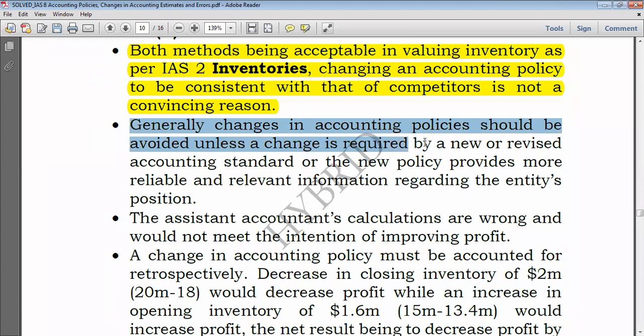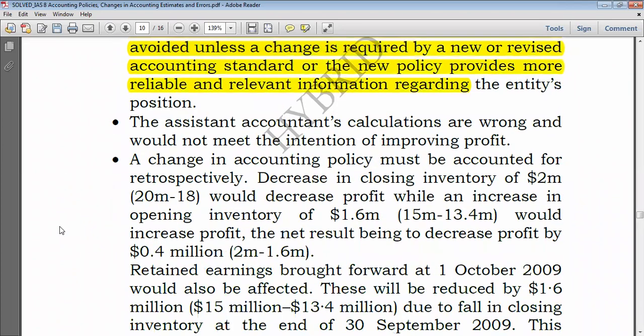You should not change accounting policy unless a change is required by a new standard, or the policy provides more reliable and relevant information. I've just spoken about this. This is an explanation that you have to pay attention to. Don't just focus on calculations.